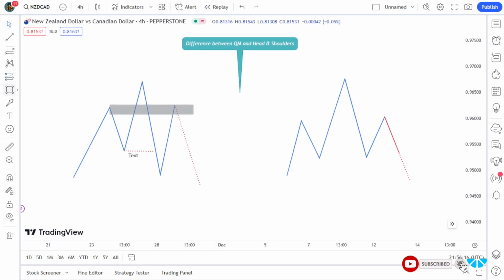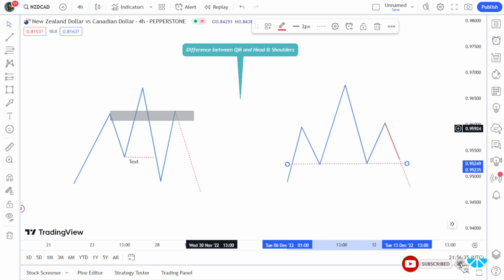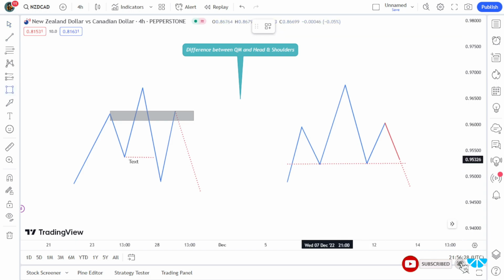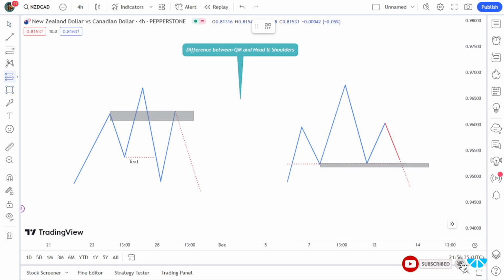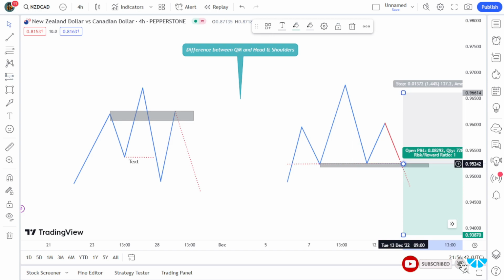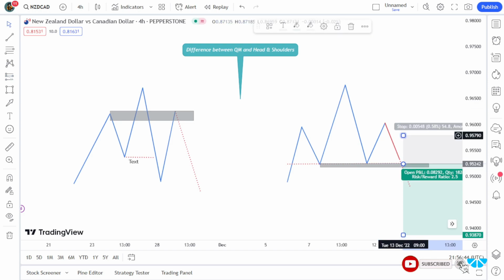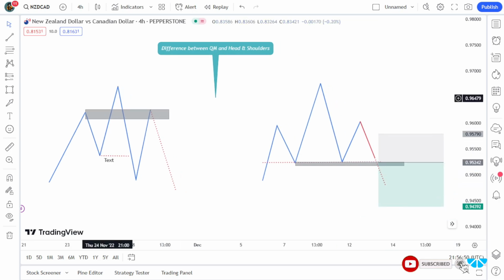Why? With the head and shoulders, we have to wait for price to break the neckline before our entry is confirmed. So this is our point of interest. Once price breaks that point, that is where we take our entry.